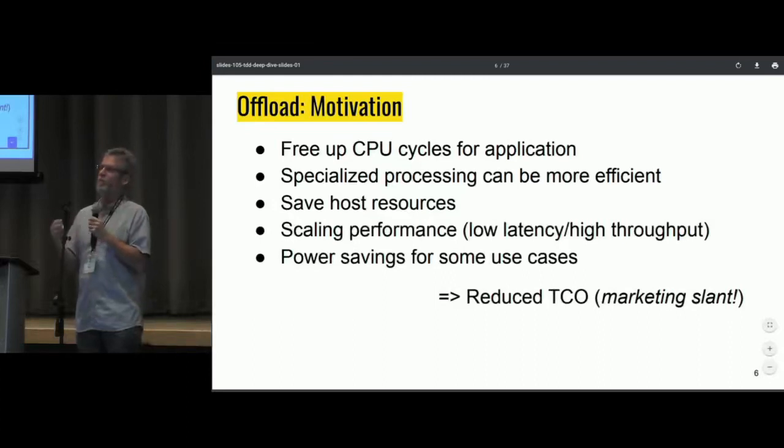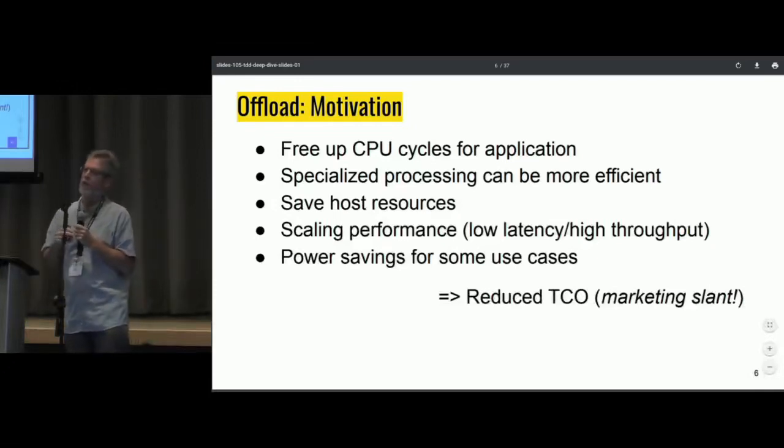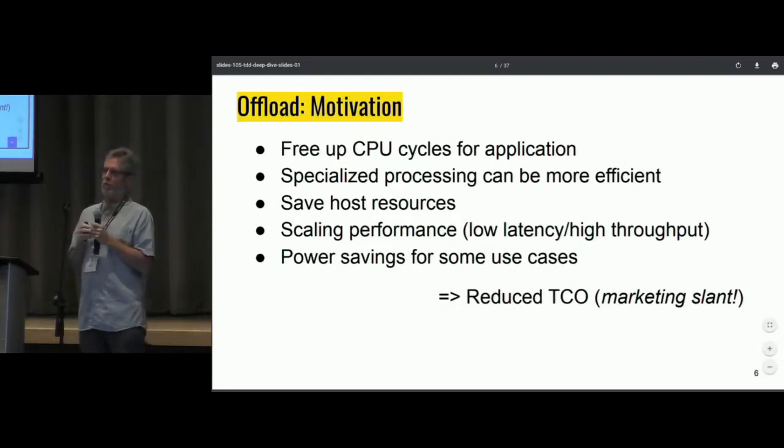One is we want to free up the host CPU cycles for application work. This makes sense if the NIC can do the functions of networking in a more efficient way. Since it's specialized hardware, that is often the case. For instance, we can compute a checksum more efficiently than doing it in the host CPU. More generally, one of the motivations is to save host resources. So offloads may save not just CPU, but memory, DMA operations, memory movement, number of interrupts. Scaling performance is very important, and offloads help a lot there, particularly in low latency and high throughput.